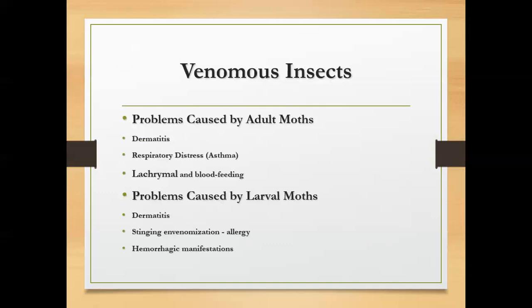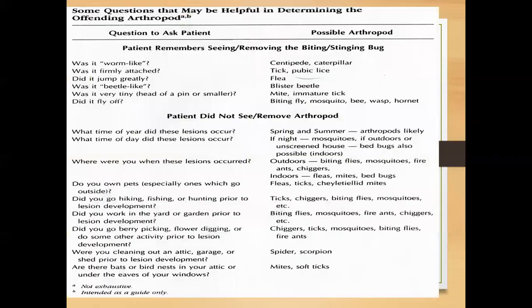Venomous insects. There are some venomous insects as well. Problems caused by the adult moth are dermatitis, respiratory disease, and lacrimation and blood feeding. If an adult moth bites someone, it causes dermatitis, it can cause respiratory distress, and lacrimation and blood feeding, while problems caused by larval moths are dermatitis, stinging, and envenomation, which is a type of allergy, and hemorrhagic manifestations.